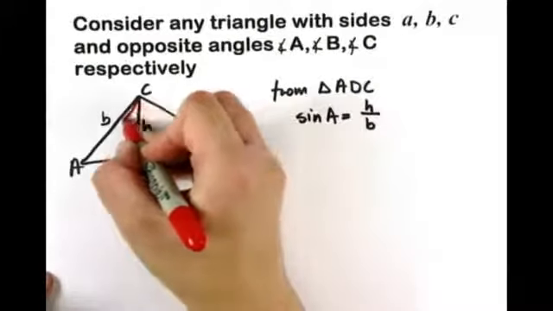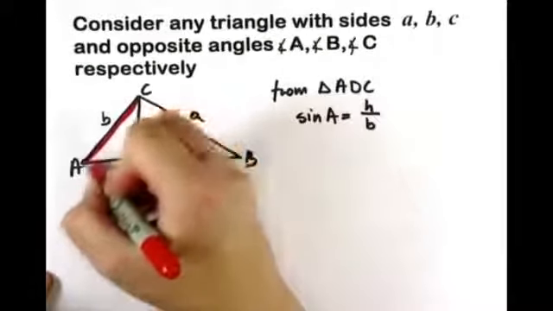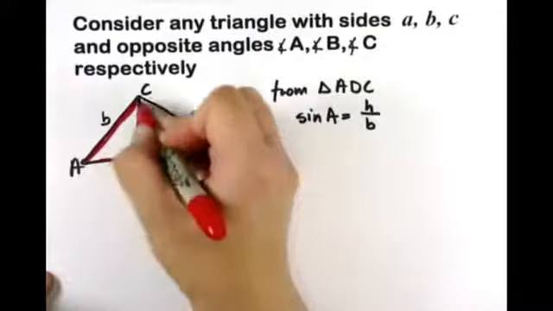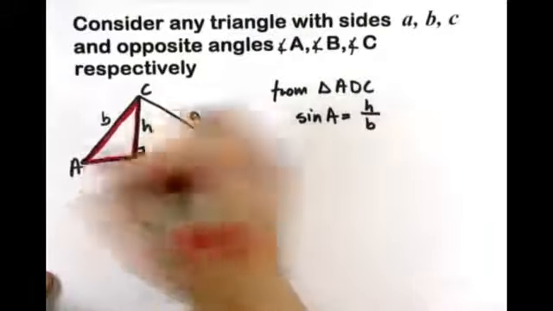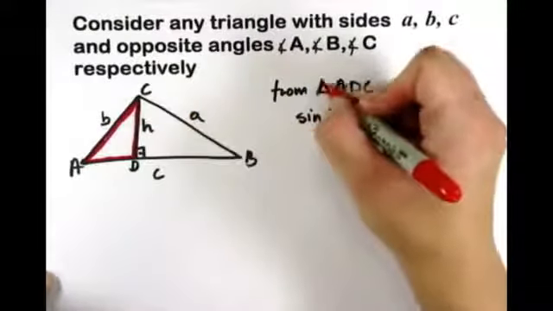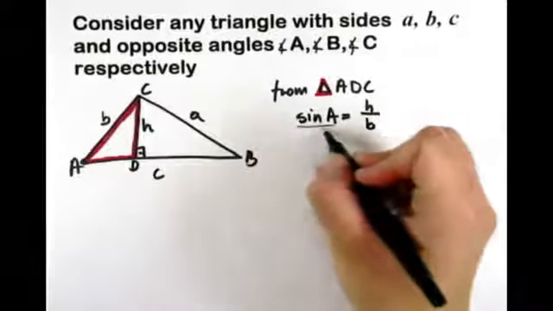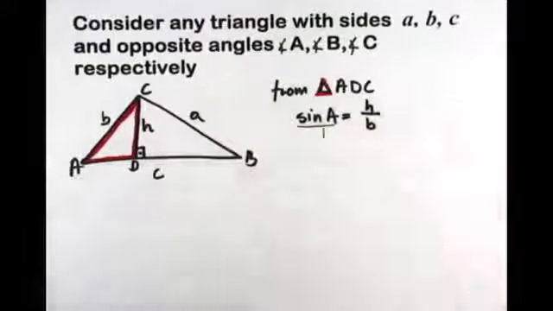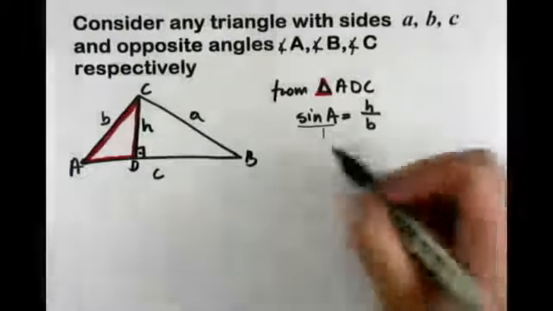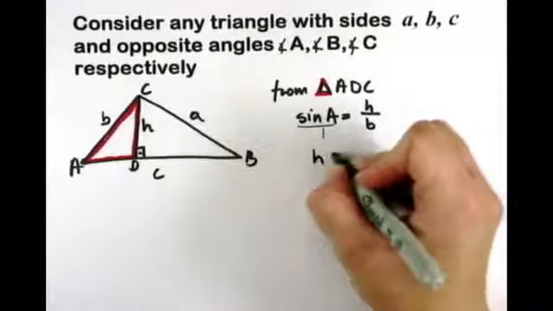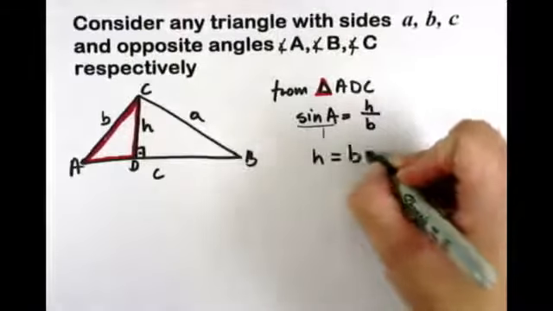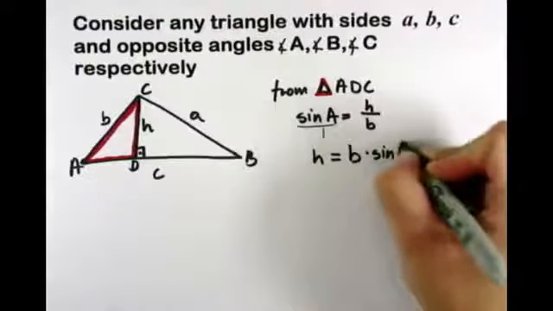That's my red triangle. Okay, so from this red triangle we have this, and as we did before, sine A is h over b. I can cross multiply. So 1 times h is equal to b times sine A.